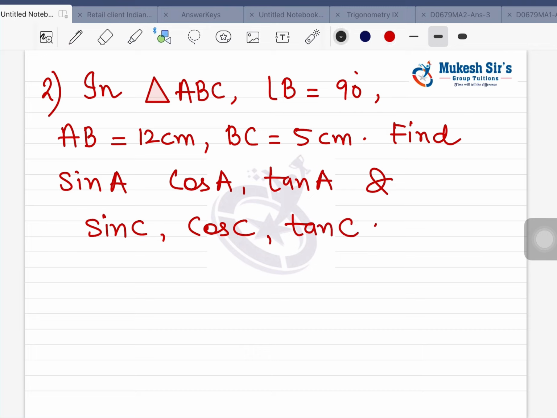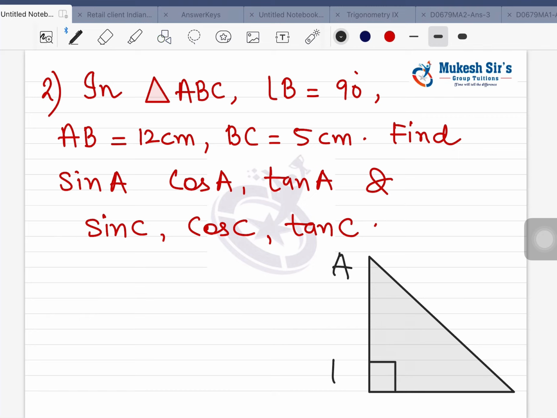Okay, so let's draw a triangle. And in this triangle, as per the question, angle B is 90 degrees. And you know the values of AB and BC. AB is given as 12 centimeters and BC is given as 5 centimeters. Now tell me, how do I find AC first? For that we use the Pythagoras theorem.